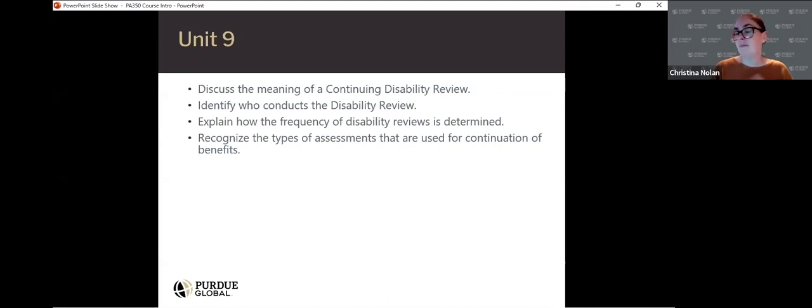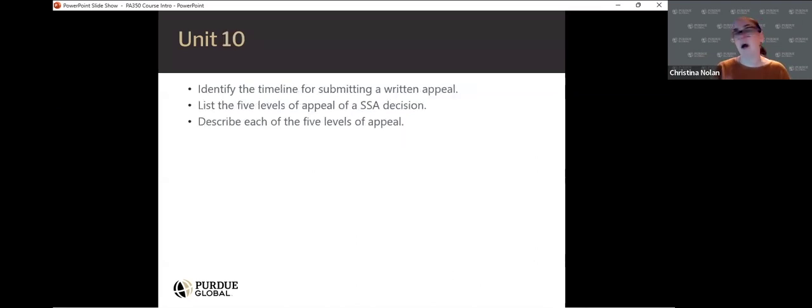Unit 9 looks at the meaning of a continuing disability review, who conducts this, how often they're conducted, and then what kinds of assessments are performed for those benefits to be continued. Once you get the benefits, obviously the claimant wants to continue receiving those benefits. So how do you keep that income rolling in for them? Also, Unit 10 looks at the timeline for submitting a written appeal. Obviously, an appeal is important. What is the timeline? What are the 5 levels of appeal of an SSA decision?